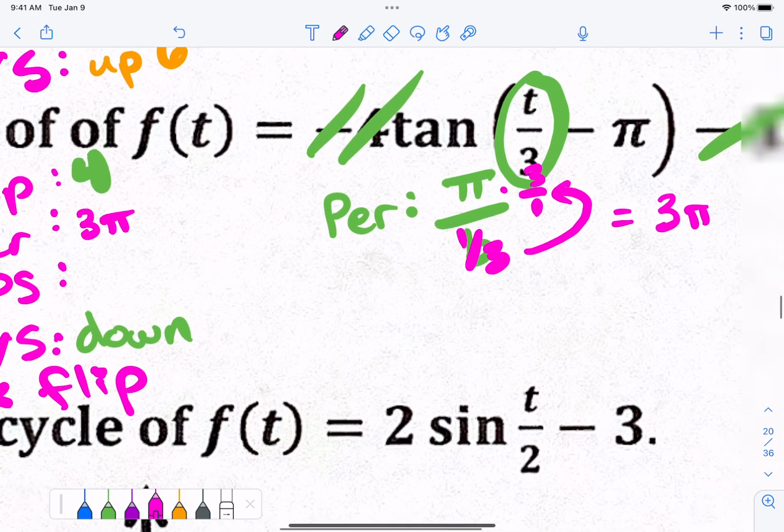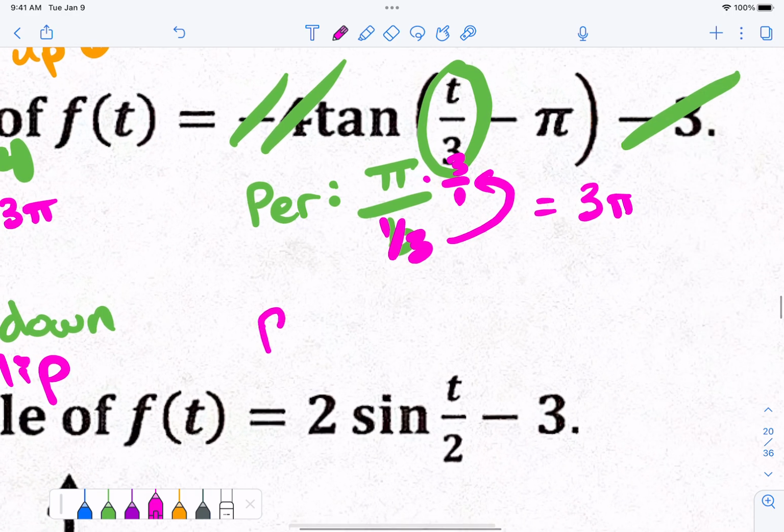Got it? For phase shift, we do negative c over b. What's c? Negative pi. So negative pi.